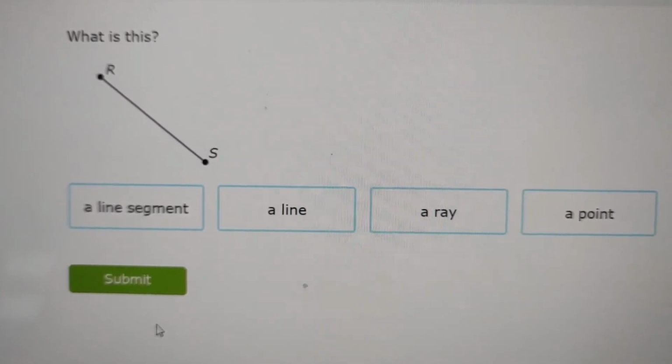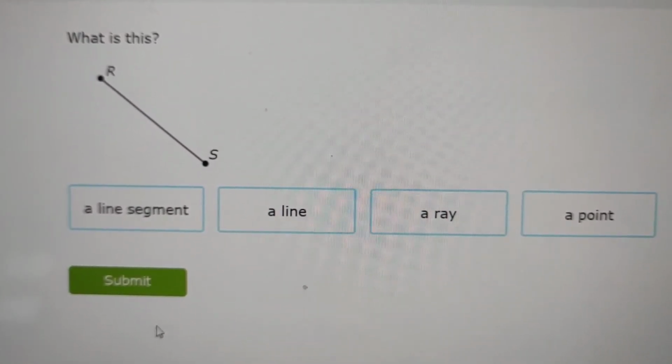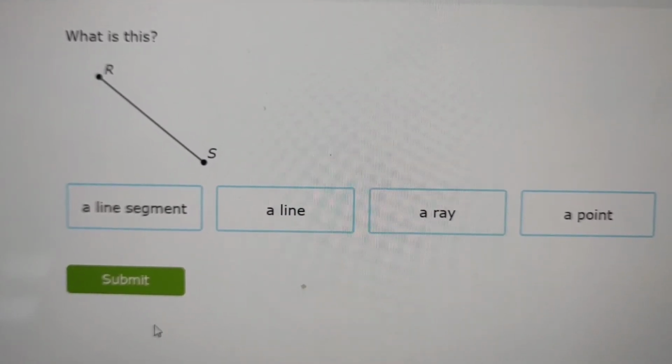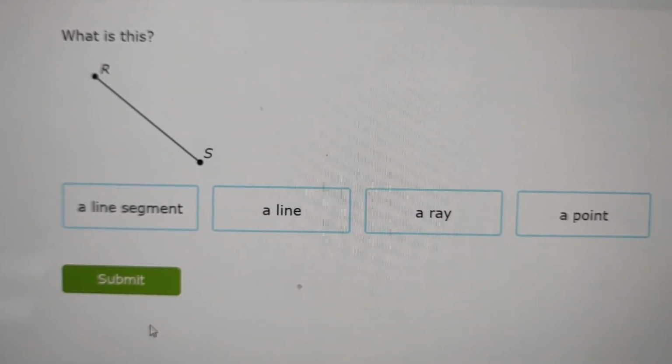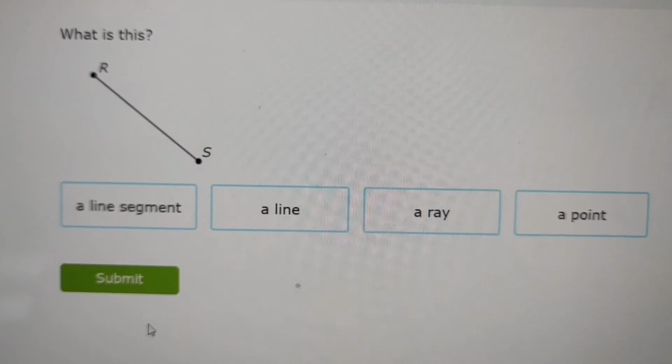The next choice is a line, and this is not a line because it doesn't go in both directions forever and ever. There's no arrows to the left of point R or to the right of point S, showing that it keeps going in both directions forever and ever.